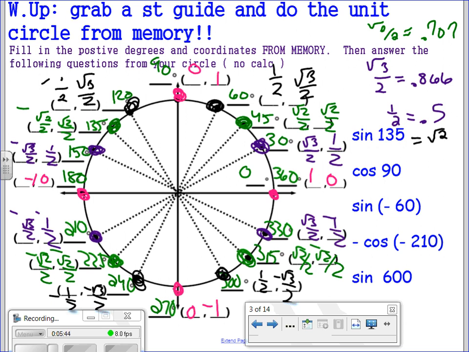By looking at 135 and grabbing the y value. Right? So it's radical 2 over 2. You understand?